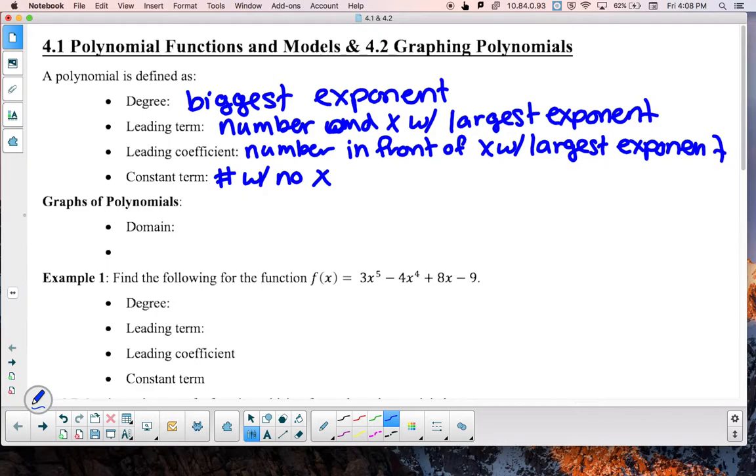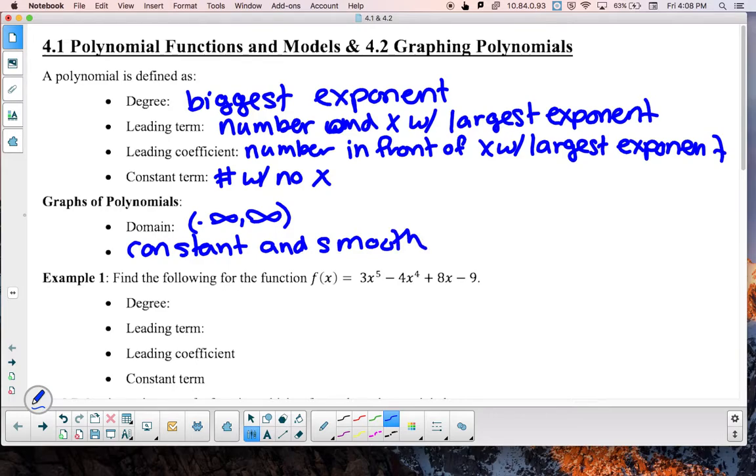And so for all polynomials, our domain is going to be from negative infinity to infinity. And the graph is going to be continuous and smooth. Basically what this means is that there are no jumps in the graph, there's no asymptotes, there's no holes. That's what we mean by continuous.